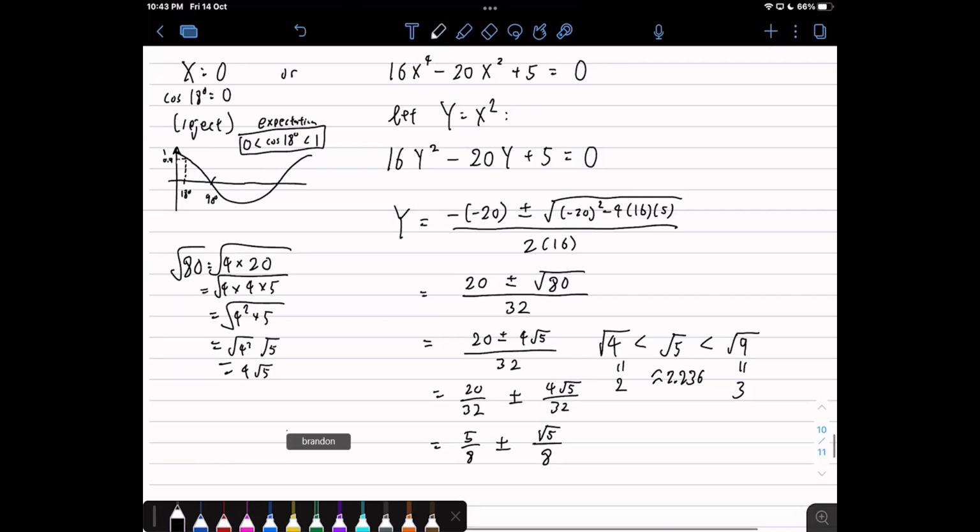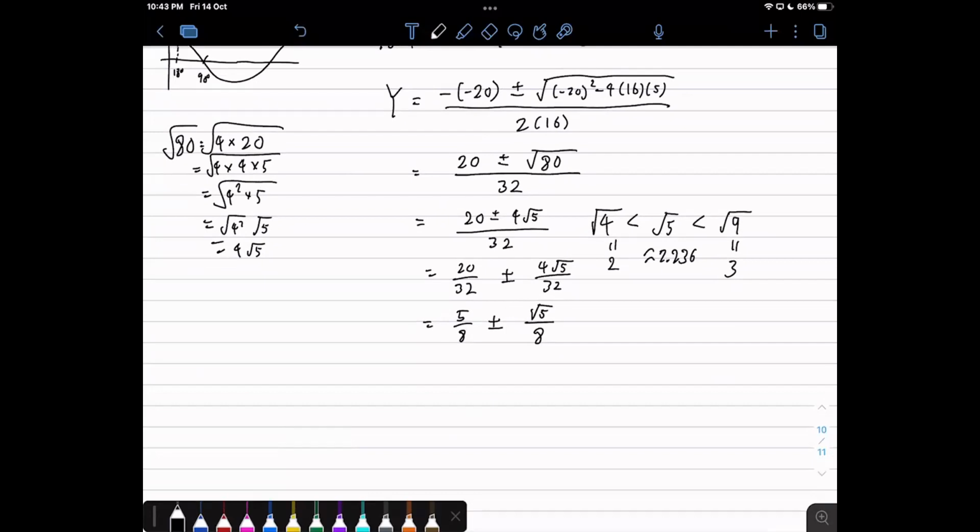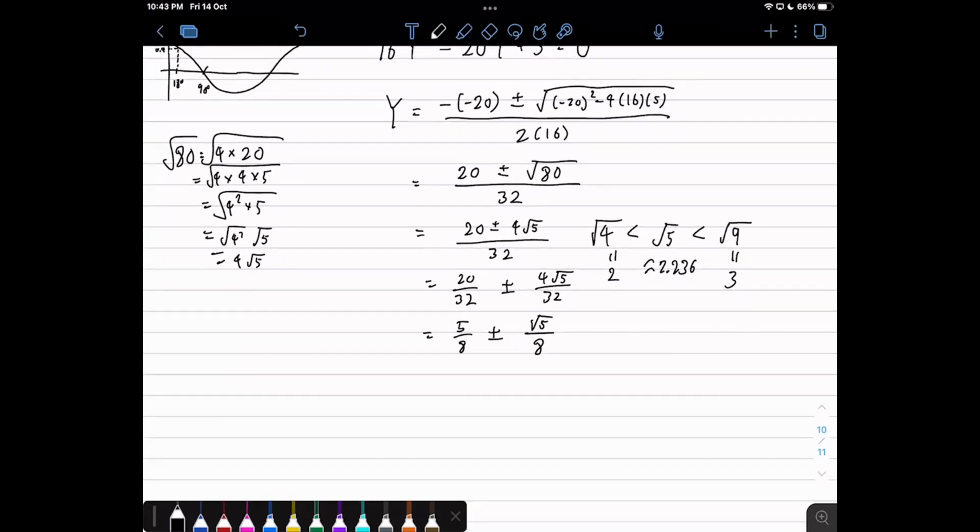So what does that mean? It means that if we have something in between 2 and 3, then square root 5 over 8 must be in between 2 over 8 and 3 over 8, right? Can you agree with this statement? Yes. This is 1/4, which is exactly 0.25. This one is 0.375. Okay. So how about 5 over 8? Okay, actually, wait, hold on. I don't need to do so much. This is more than 0.